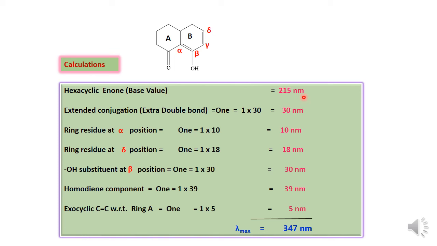Then we have to see the extended conjugations, ring residues, substituents, or exocyclic double bond and homodiene component. So for this, first we have to locate the entire conjugated system and the double bonds present in that conjugated system. So this is our entire enone conjugated system. This enone system is present in the two rings, that is A and B.